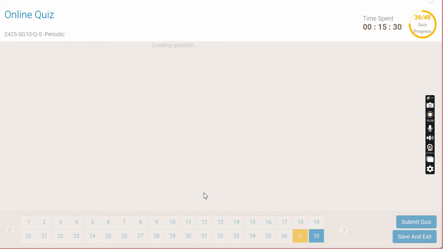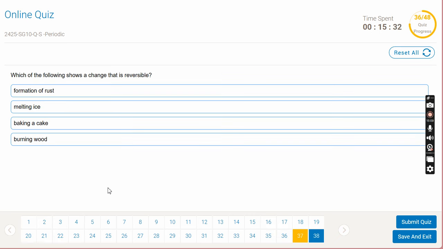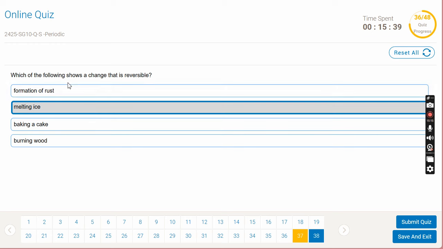Let's go to 37. Now in here, which of the following shows a change that is reversible? Now remember I said melting, boiling, and freezing, they're all reversible. So melting ice. Formation of rust, no, because that's a chemical change. Baking a cake, you cannot reverse it, right? You cannot make it dough and sugar. You cannot separate it, and burning wood either.